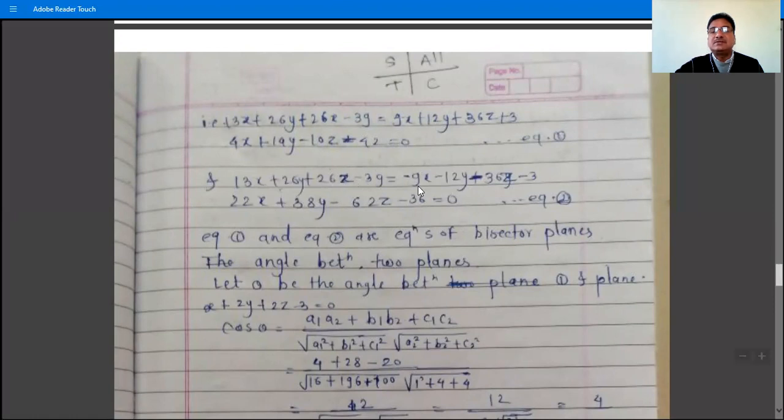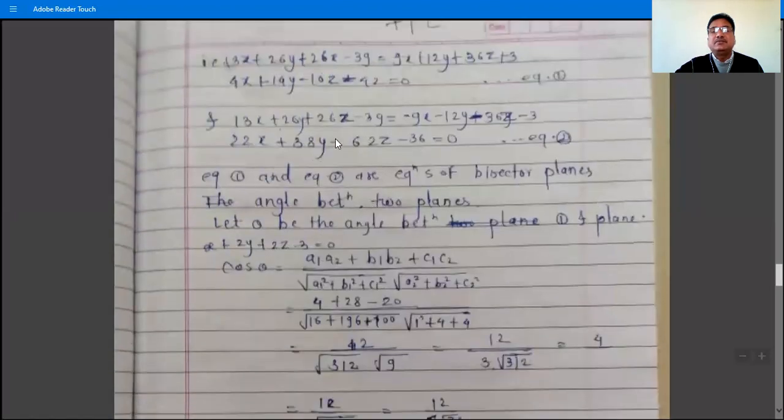Then 26 and minus, this is plus 26 and minus 36 become plus 36. So plus 62z, and then minus 39 and plus 3 becomes minus 36. So right here, plus 62z is equal to 0, equation number 2.